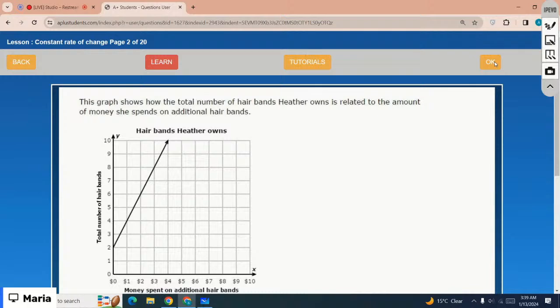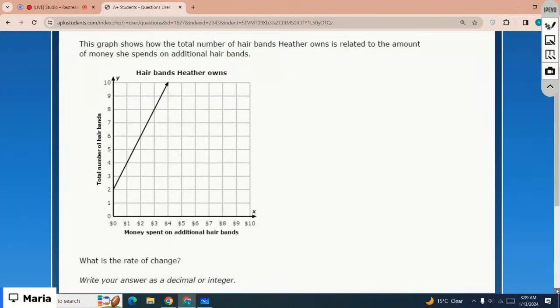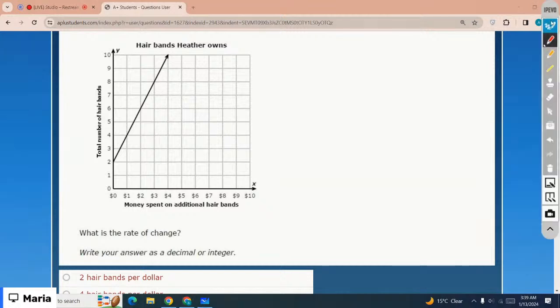Okay, this graph shows how the total number of hair bands Heather owns is related to the amount of money she spent on the additional hair bands. So what is the rate of change? You can select the same way, just select any 2 points on the graph, and you can see like this change in x is only 1 and change in y is 2. That is the change between the 2 points. So that is 2 divided by 1 and the correct option is 2.